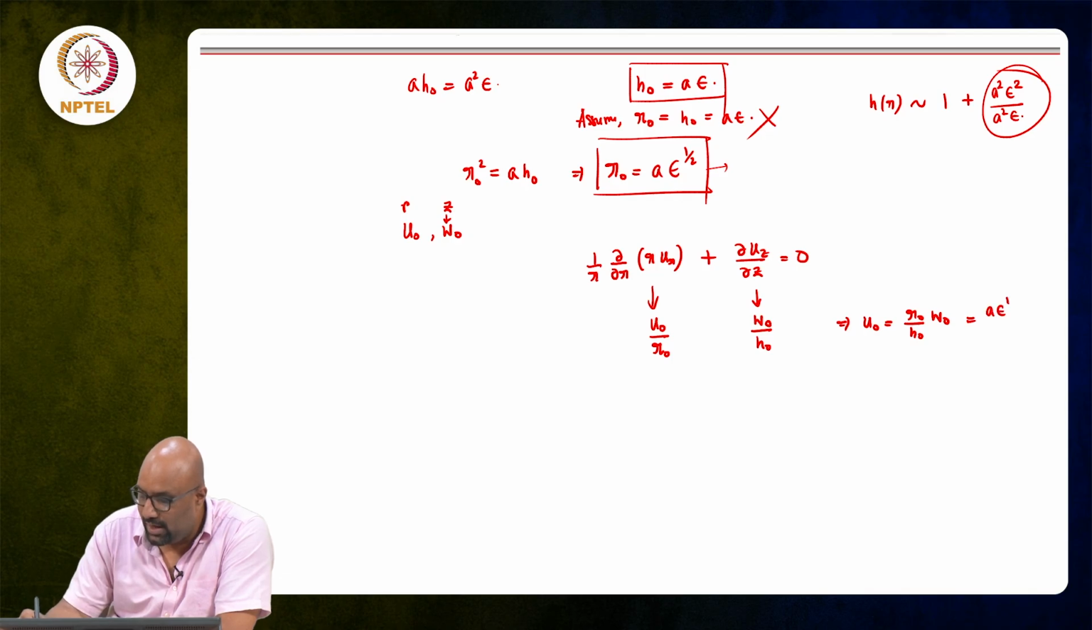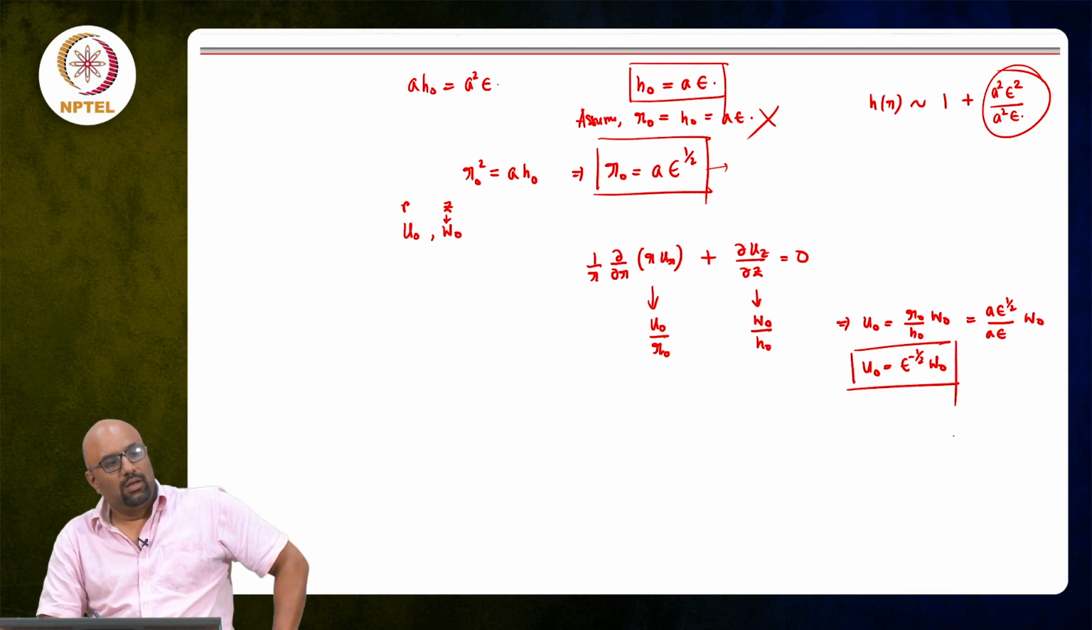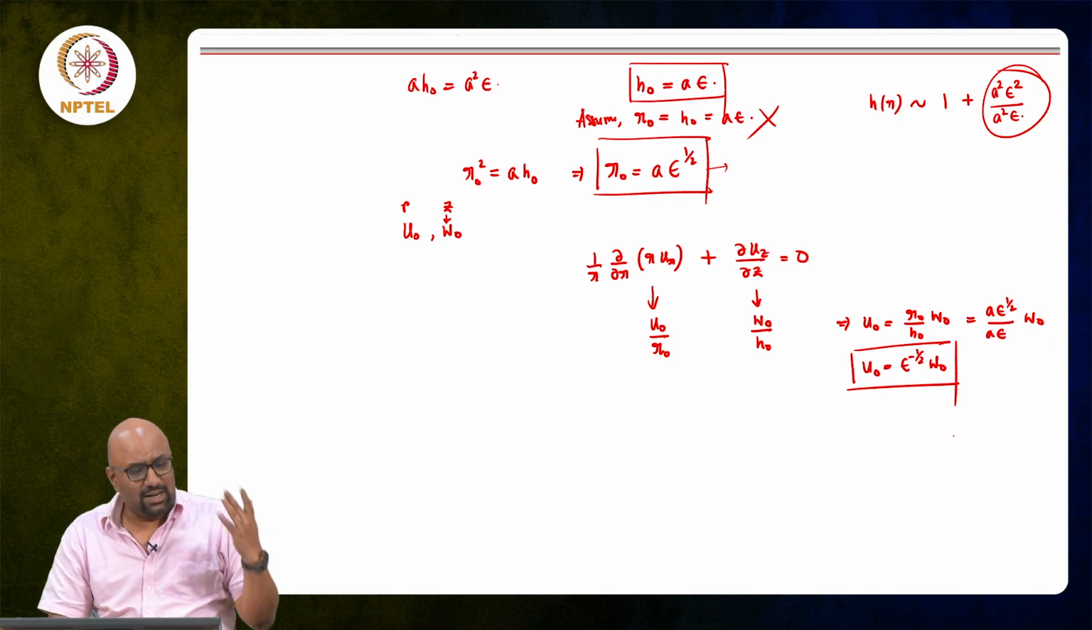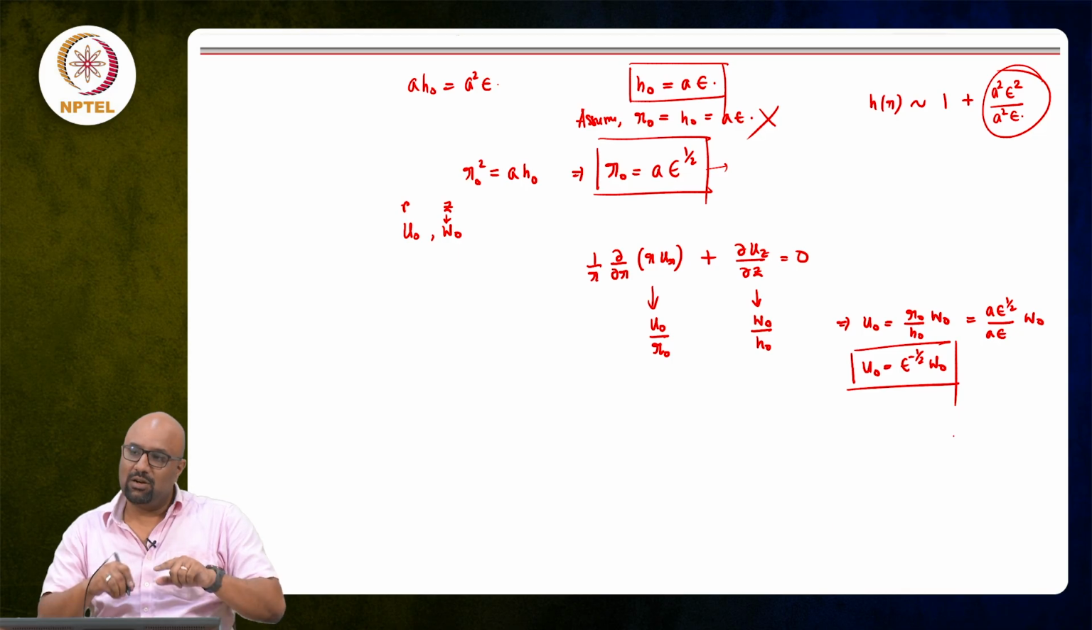R naught is A square root epsilon, H naught is A epsilon times W naught. So, U naught is epsilon to the power minus half times W naught. So, it is much larger than W naught. This is essentially what we do also in boundary layer theory, right. In boundary layer theory, it comes out in a different way.